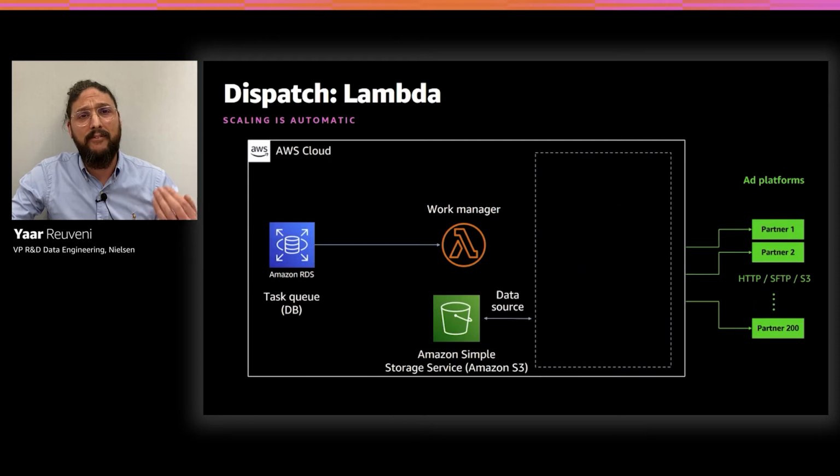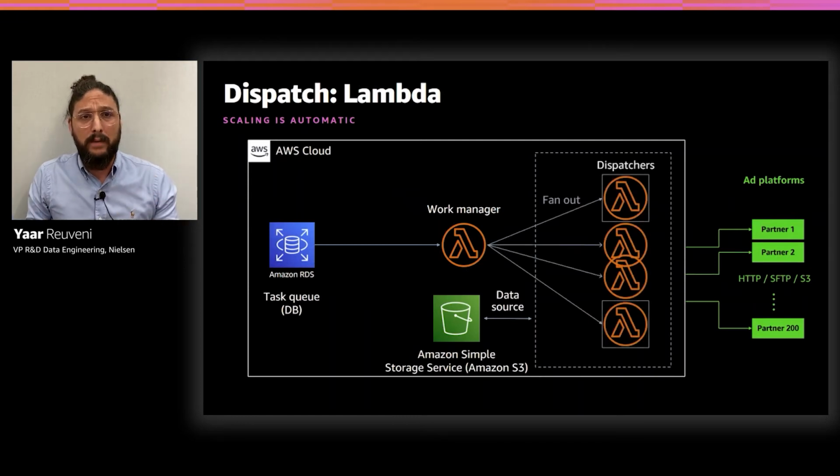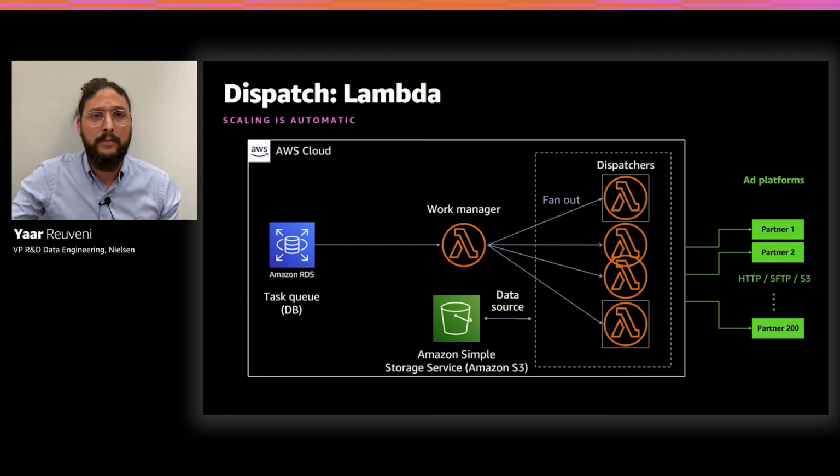And then we're using a fan-out architecture where the work manager invokes dispatcher lambdas to comply with the demand. So as more traffic comes in, the work manager just invokes more and more of those dispatch lambdas, and they take the traffic and handle it. The dispatch lambdas take their input from an S3 bucket and perform the actual delivery. We support several delivery methods like HTTP or file transfer.